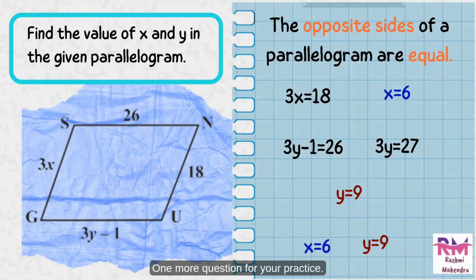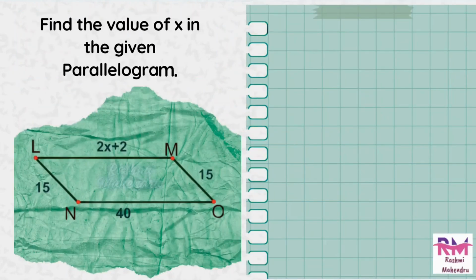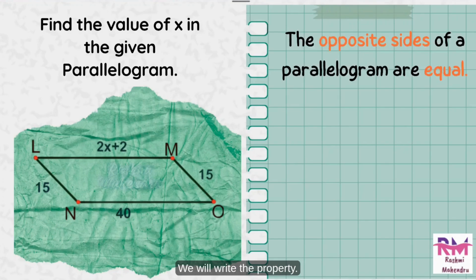One more question for your practice. Pause the video to match your learning pace. So, we know that sides are given to us. We will write the property. Writing property is an essential part of your presentation. Equate the variable set, the expression, to 40.